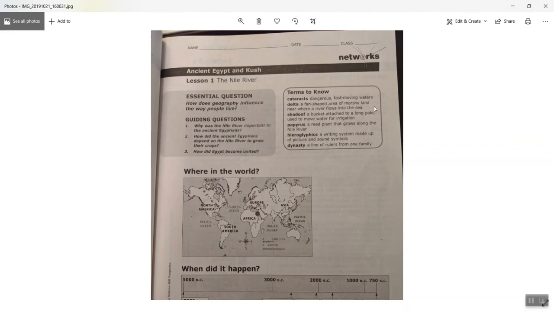A delta is a fan-shaped area of marshy land near where a river flows into the sea. A shadoof is a bucket attached to a long pole used to move water for irrigation. A papyrus is a reed plant that grows along the Nile River. Think of it like a hollow bamboo. That's the way I think of it. A hieroglyphic is a writing system that was made up by the Egyptians of pictures and sound symbols. It is very similar to the cuneiform. And a dynasty is a line of rulers from one family.